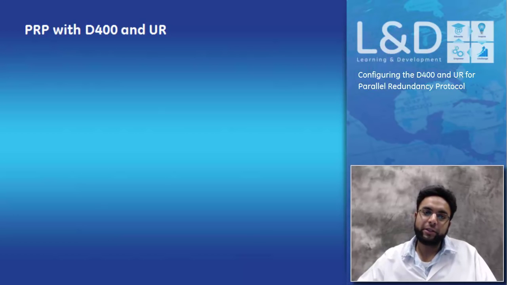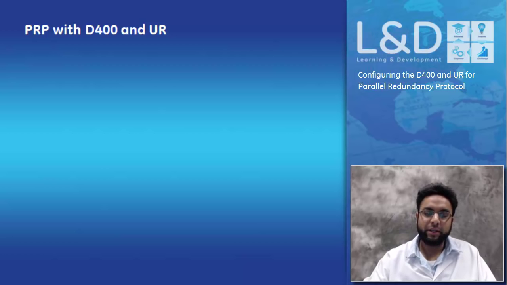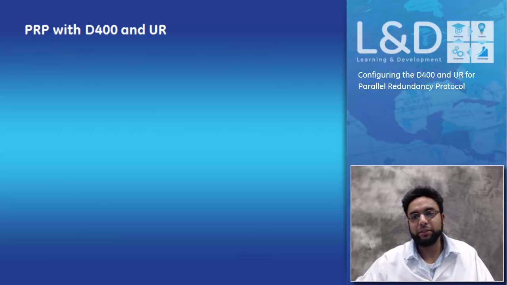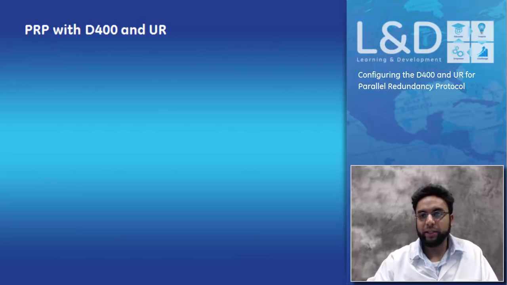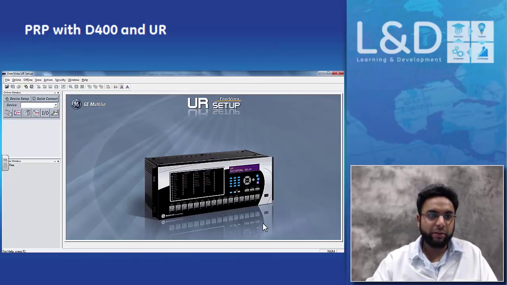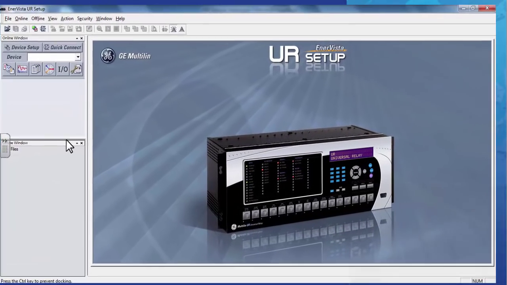Okay, so for the PRP test, we'll have a UR which will be acting as a server, and the D400 which will act as the client. So first I'll configure the UR and set up IEC 61850 server on it, and then we'll configure the D400 once the UR configuration is complete.